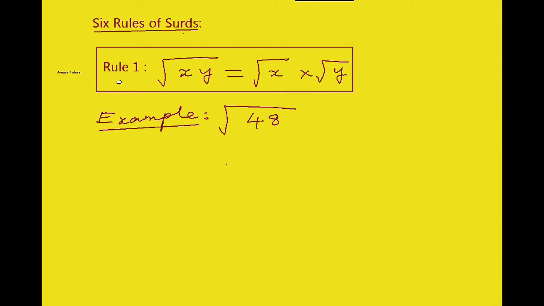Let's start. Rule 1. Square root of x times y can be written as square root of x times square root of y. We can split the radicals when it is multiplication and division. So I'll show you with examples.